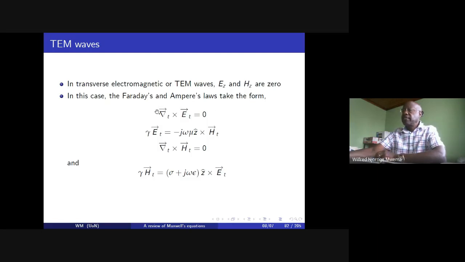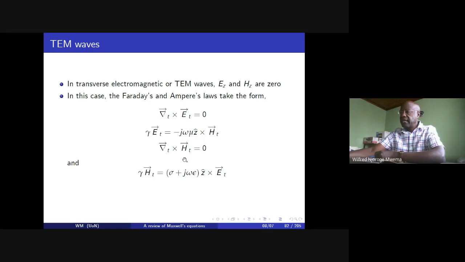We saw that the axial component of H was given by the transverse curl of the transverse component of E. And therefore, since Hz is equal to 0, then the transverse curl of E, or the transverse electric field, is identically equal to 0. And we can see that gamma E_T is equal to minus j omega mu z cap cross H_T.